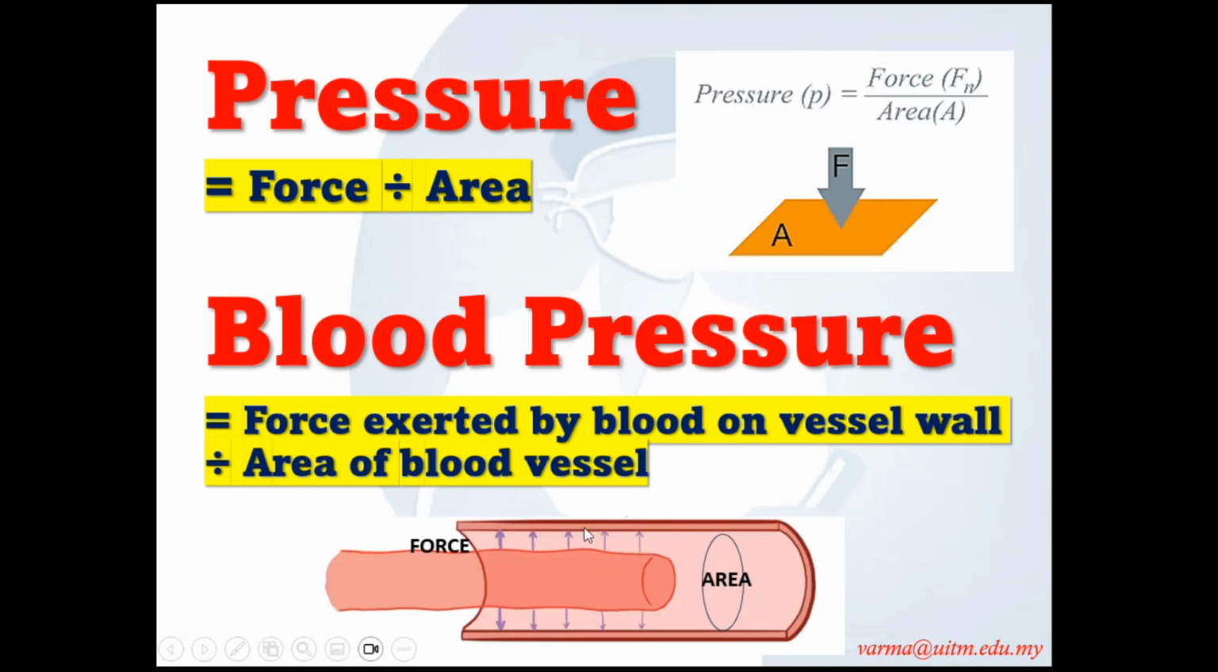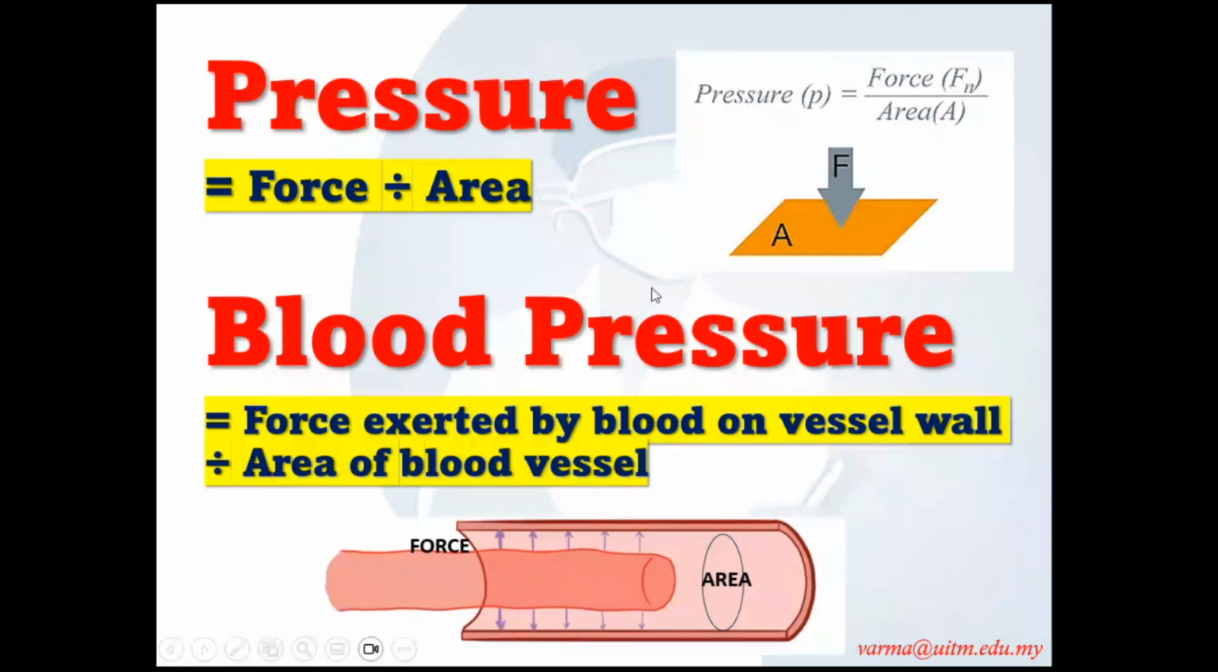So this is a normal vessel wall. In a patient with arteriosclerosis, the vessel wall is thickened, hardened. So in this patient, we need more force. The blood will have to apply more force over this area. The force applied by the blood on the vessel will increase over the area.